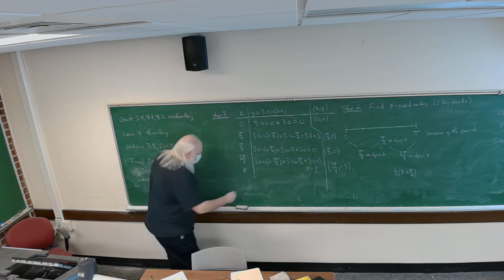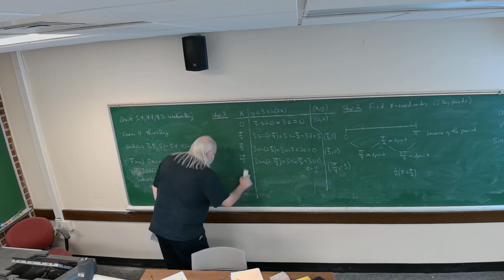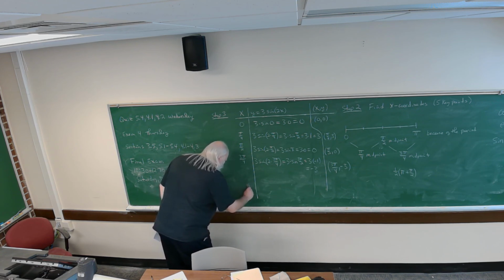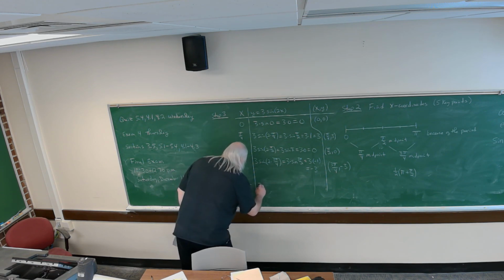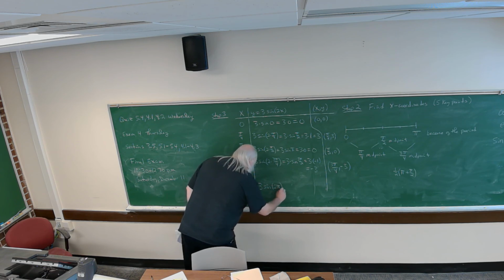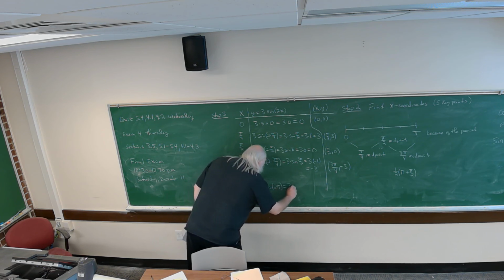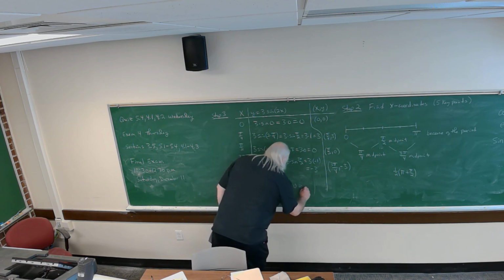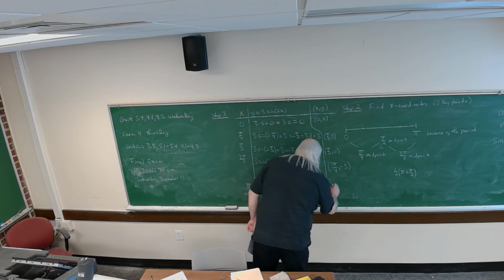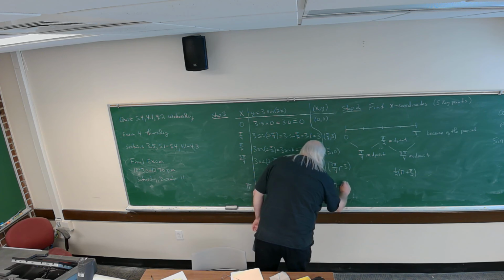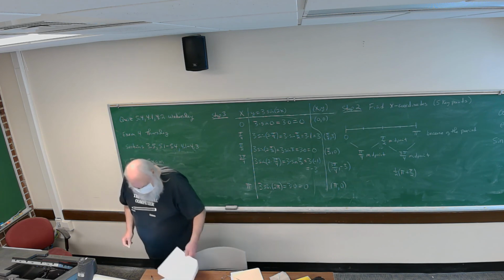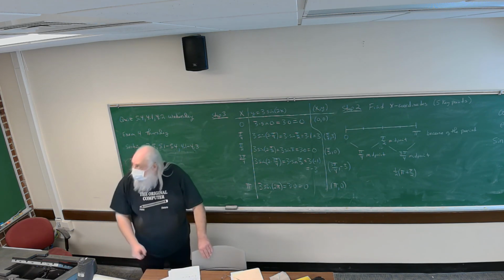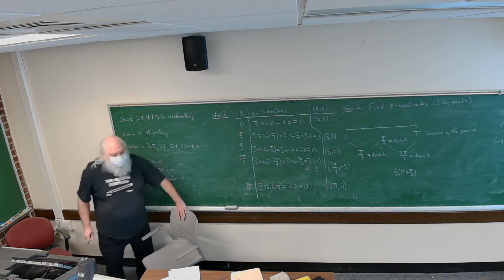And then lastly, we have pi. So when x is equal to pi, y is equal to 3 times the sine of 2 pi. Sine of 2 pi is 0. So our last ordered pair is pi, 0. So far, so good.